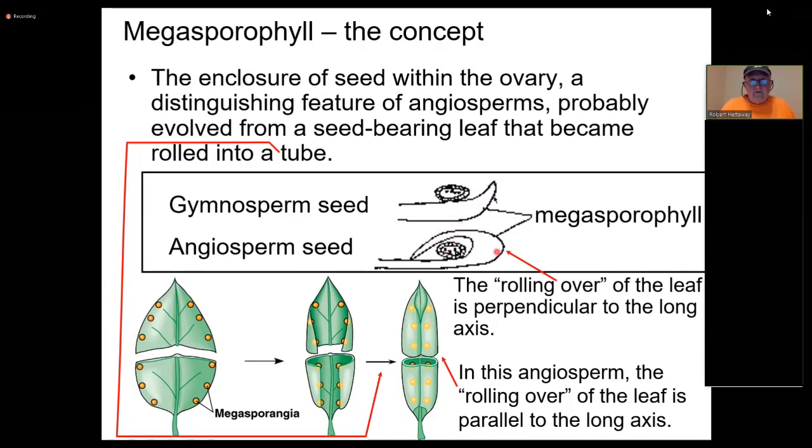I showed you this diagram earlier, my little hand drawings. And in this case, this angiosperm, the rolling over of the leaf is parallel to the long axis. Okay, and so the megasporangia are marginal on the leaf, and when it rolls over, you get this appearance. And this is not a lot different than that starting prop I showed you, the lopha sponge. Not a lot different. Okay.